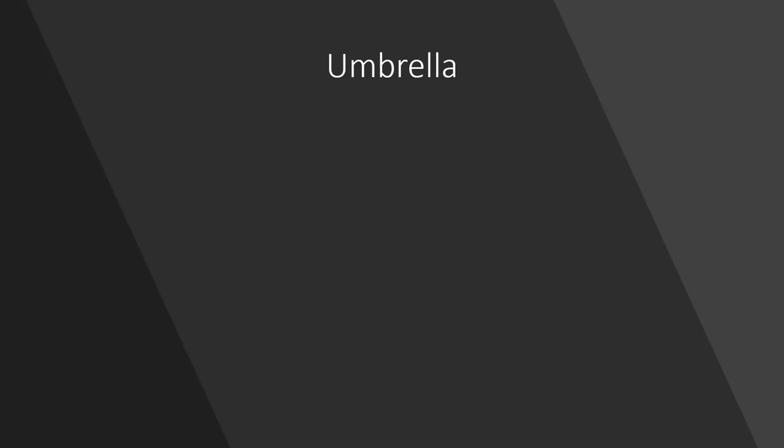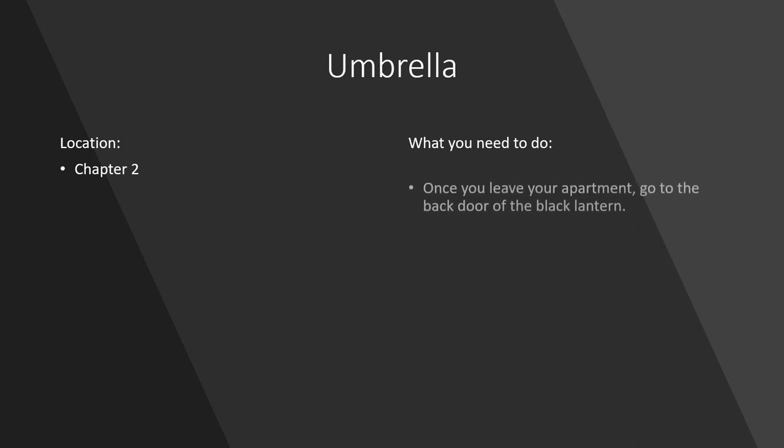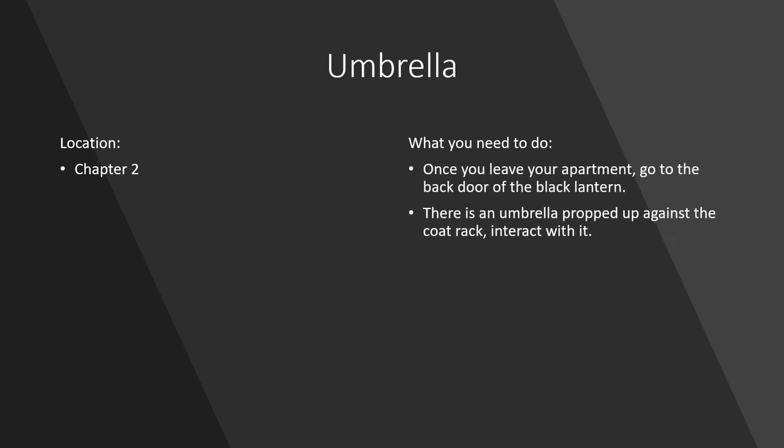Today I'll be showing how to get Umbrella on Life is Strange True Color. The location is Chapter 2. What you need to do to get this achievement is, once you exit your apartment and get back down into the Black Lantern, turn left and go to the back of the room where the toilet is. There will be a coat hanger with an umbrella. Interact with the umbrella and the achievement will pop.